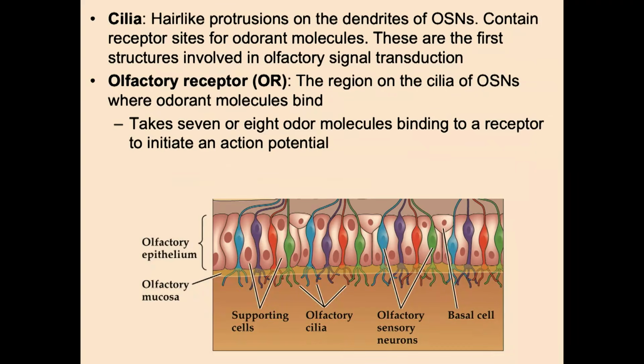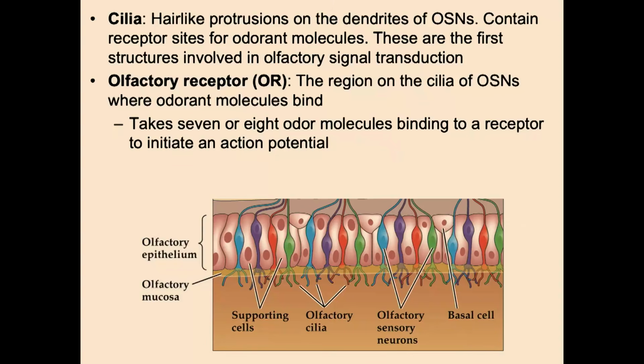Okay, so we have these cilia, right? They're little hair-like protrusions, and they contain the receptor sites for the odorant molecules. The olfactory receptor is the region on the cilia where the odorant molecules bind. We'll talk in a second about how we think that works. It takes about 7 or 8 odor molecules binding to a receptor to initiate an action potential. There are a lot of things that are different about the sense of smell compared to the senses that we have talked about so far.